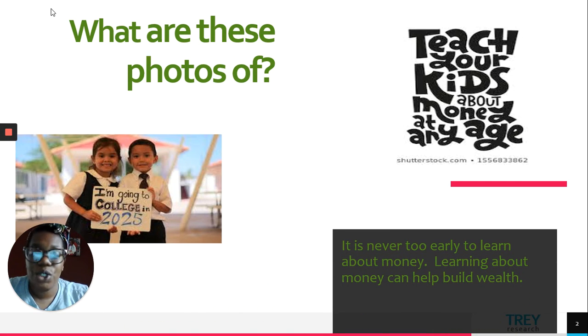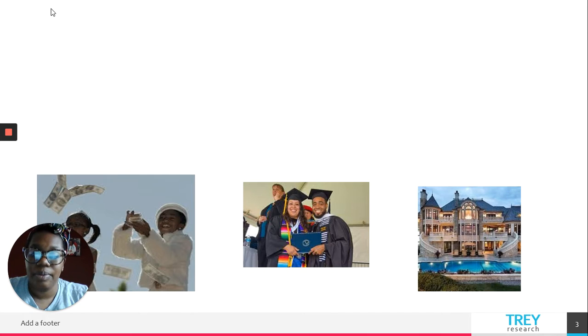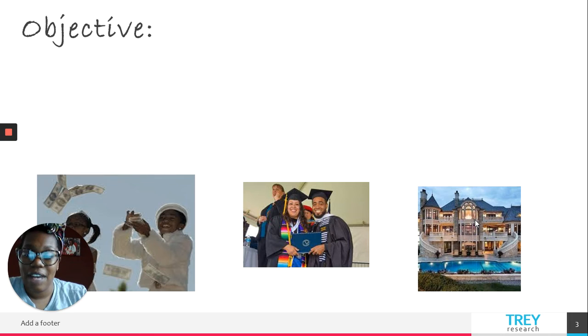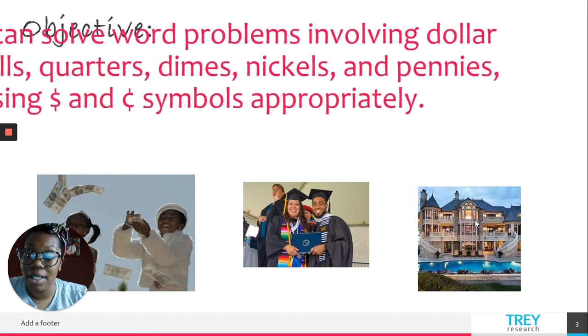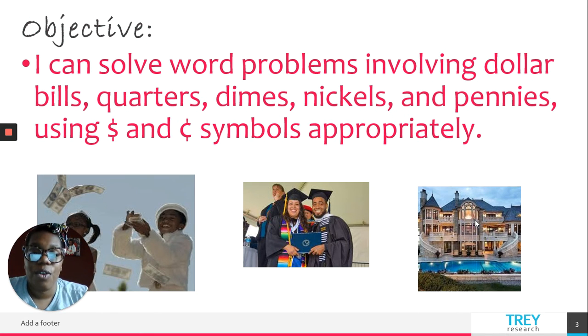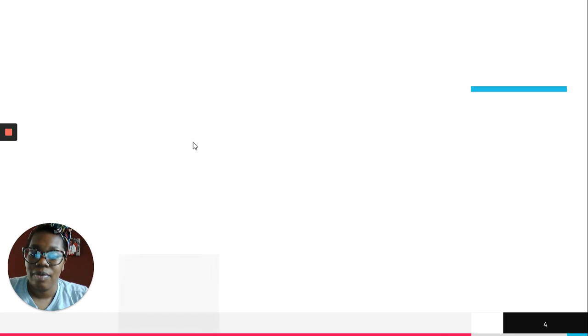It is never too early to learn about money. If you want to throw the money up in the air, graduate, have property, own property, you have to have money. So our objective is I can solve word problems involving dollar bills, quarters, dimes, nickels, and pennies using the dollar symbol and the cent symbol appropriately. That means correctly. All right.